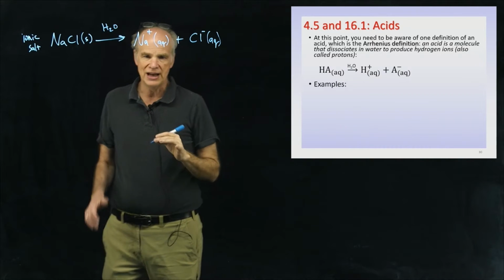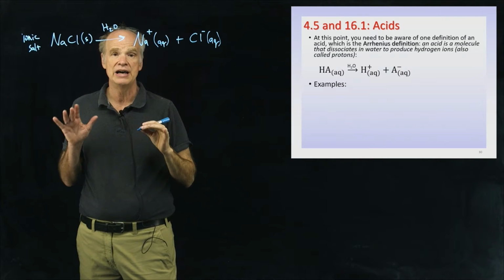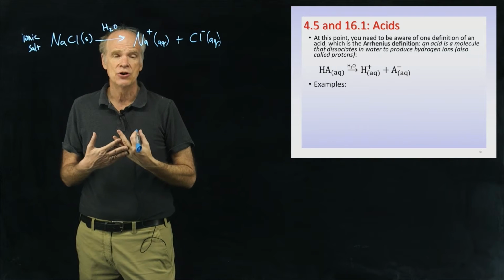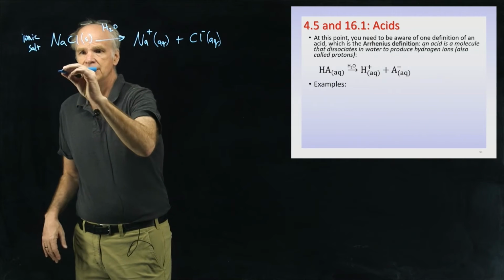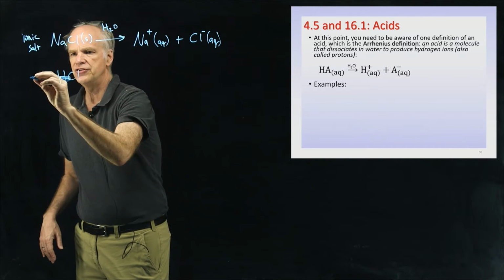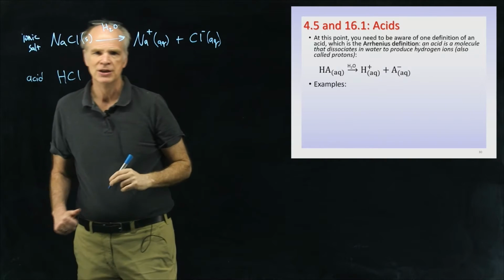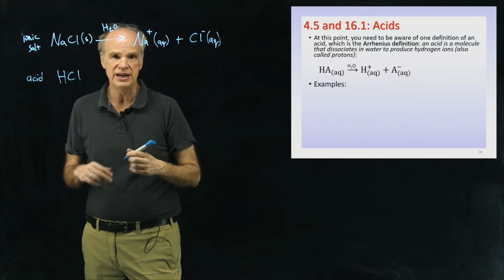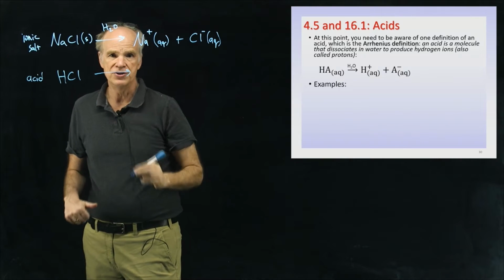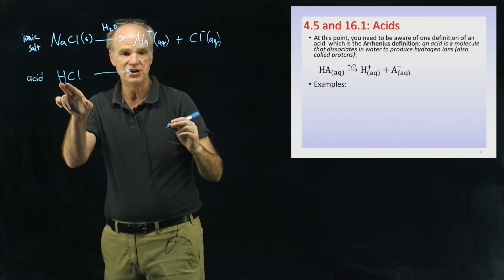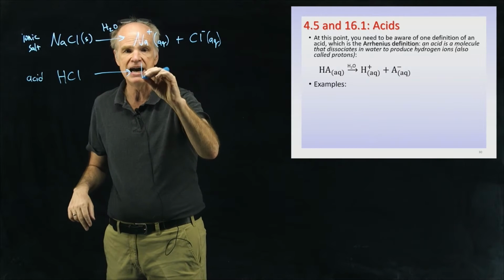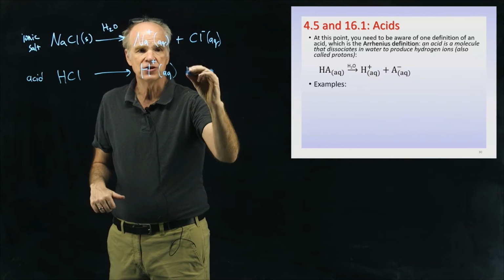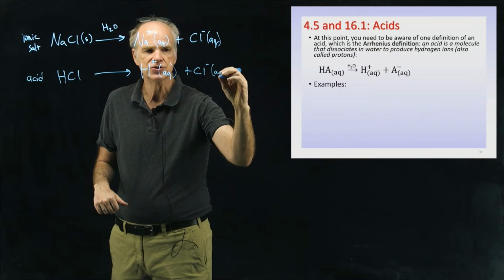Okay, now let's compare that to how an acid dissociates in water. A common acid, which you probably have heard about, is called hydrochloric acid, and its formula is HCl. So this is an acid here. Now HCl will do something similar to sodium chloride. When it hits water, what you'll get is not a sodium ion, but because we have HCl, we'll get a hydrogen ion, in aqueous solution. And then we'll also get the chloride ion, also in aqueous solution.